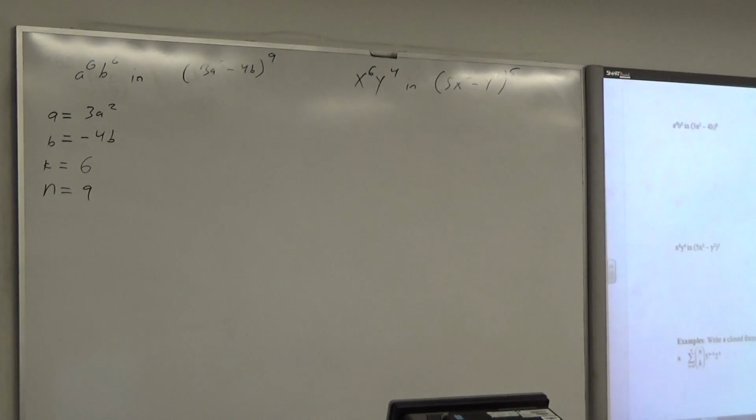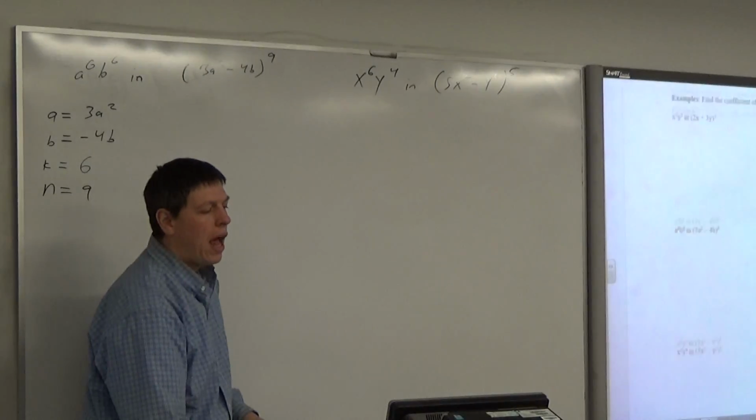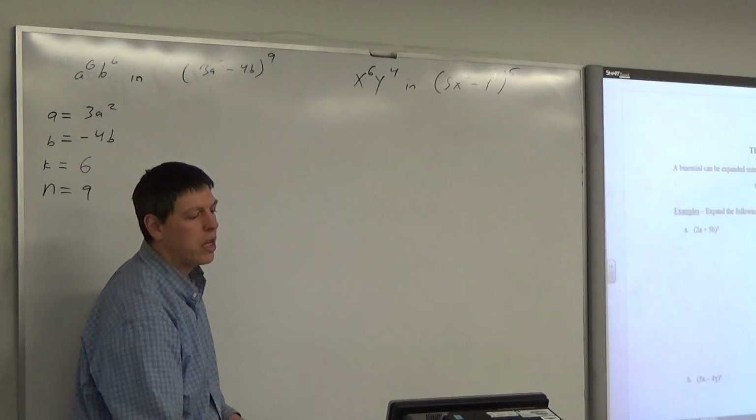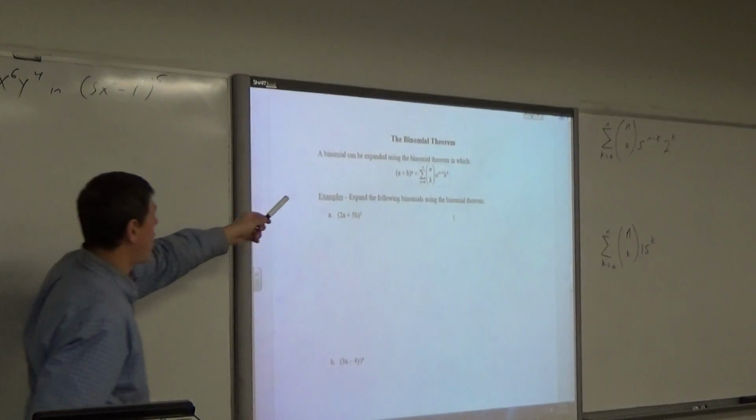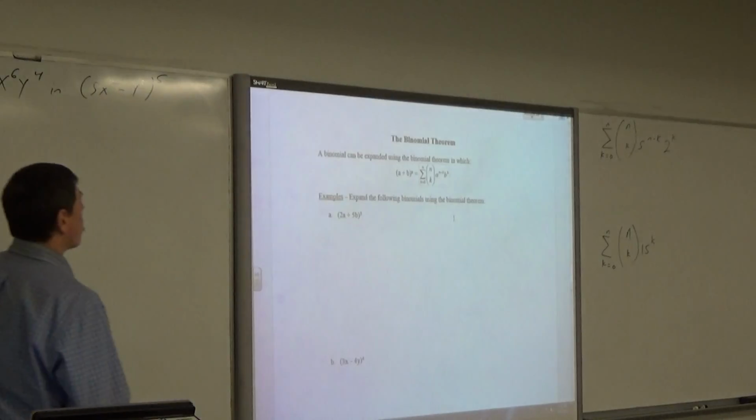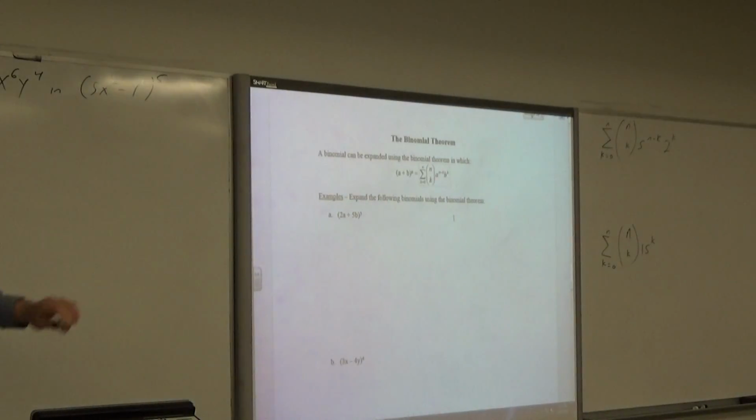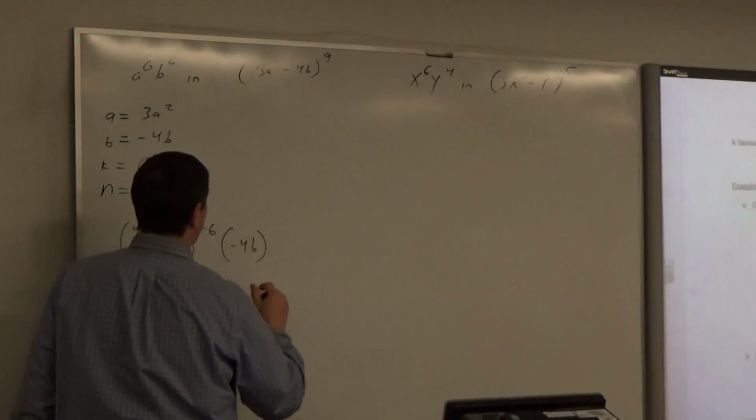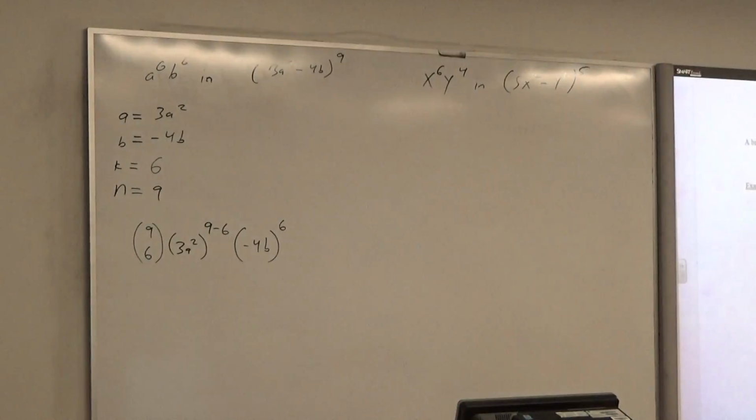Now we stick it back into the binomial formula. Okay, so we go back, and if you guys remember, it's at the top of the page on the other side. This is your binomial formula right here, so we're going to utilize this. We're going to say (a + b)^n is equal to n combination k, so that's going to be 9 combination 6, times a, in this case, which is 3a squared, raised to the n minus k, or 9 minus 6. And then we're going to multiply that by b, which we said was minus 4b, this time to the k power, 6.